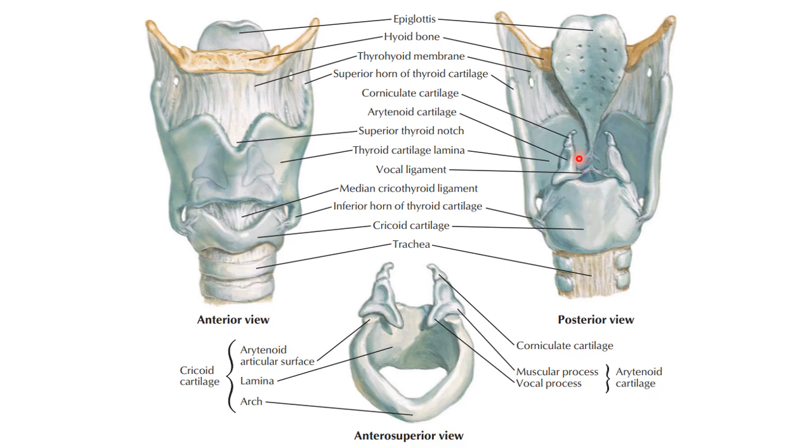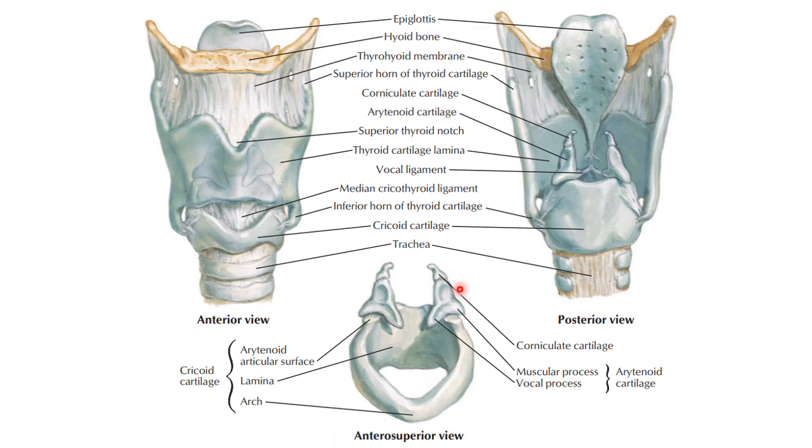You will see here that there is actually a ligament that connects the arytenoid to the lamina of the thyroid cartilage. So this is a ligament called the vocal ligament. And the tension here will dictate how much vibration will be produced by the passing air to produce the different pitches of sound. So the system of cartilages on top of the cricoid would be better appreciated here in the anterosuperior view.